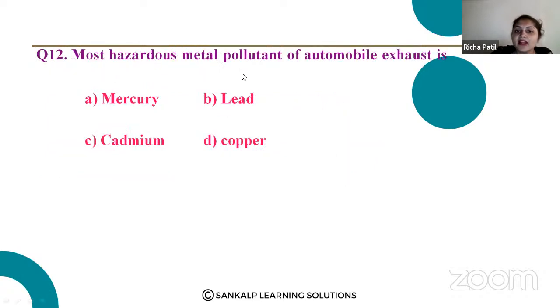Most hazardous metal pollutant of automobile exhaust is? Which is the most hazardous metal pollutant? It is lead. Okay, the correct answer is lead. Correct.